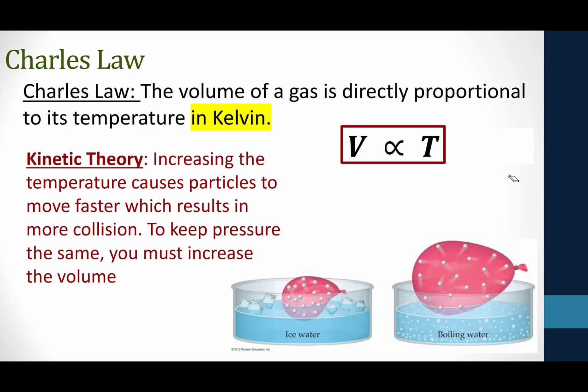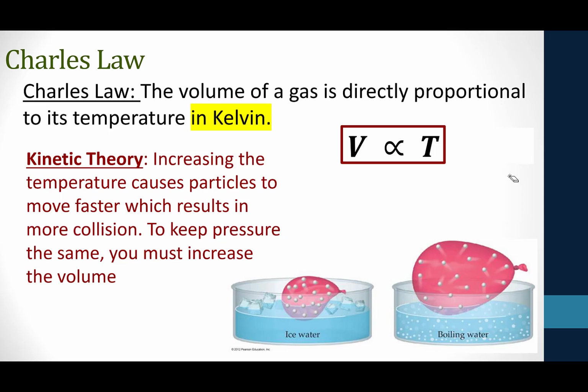So let's think about why this is. What is going on at the molecular level? Increasing the temperature will, of course, increase the kinetic energy of those particles. So as we increase the temperature, those particles are going to move faster, right? Now, what are the things that we're holding constant? We're holding the amount of gas constant, and we're holding pressure constant. So if we increase the temperature and don't change anything else, those particles are going to move faster and have more collisions with the side of the container.